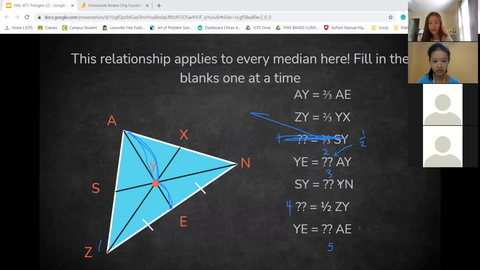For number 3, SY is this one, and YN is this one. Well, it's almost the exact same as the one we just did, since this one is twice as long as this, or in other words, the shorter one is half the length of the longer one. So that's why this one is 1/2.